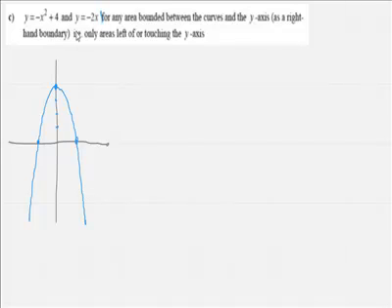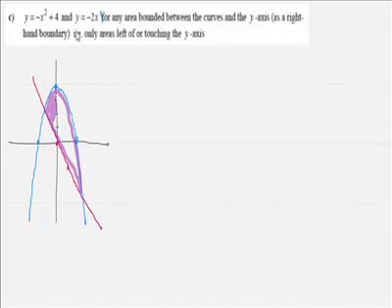Y equals negative 2x is a straight line, which passes through the origin. Its slope is negative 2, so it goes down 2 over 1. So it looks something like this. And if we were just looking for area bounded by these two curves, we'd have this nice region here, which lies inside both of those curves.